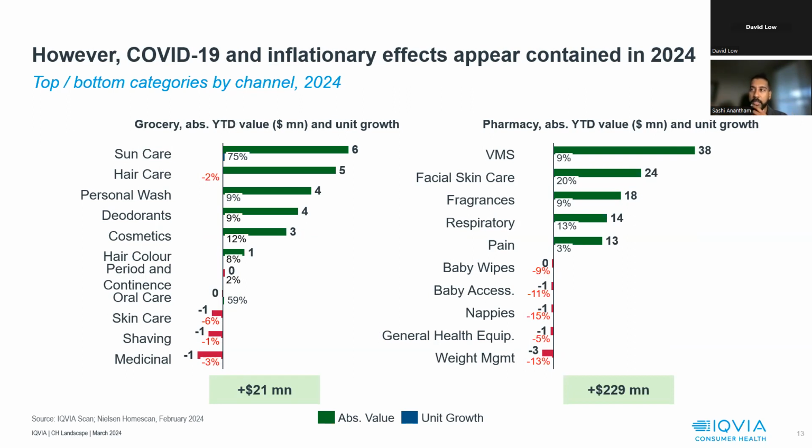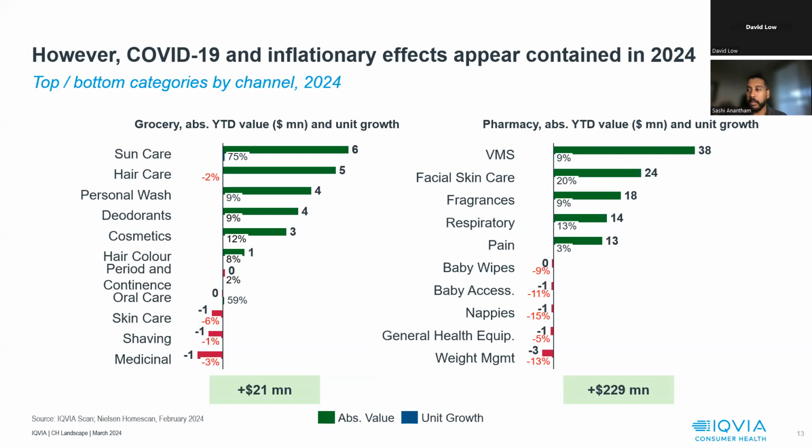Whereas if you look to the left in grocery, it's only hair care where we still see some evidence of inflationary-led growth, $5 million year-to-date value growth but a 2% reduction in unit sales, whereas everything else, generally speaking, looks okay in terms of value and units as well. So overall, 2024 appears stable, and we don't see any sort of COVID-related or inflationary effects in 2024. Those appear to have been contained to 2023.